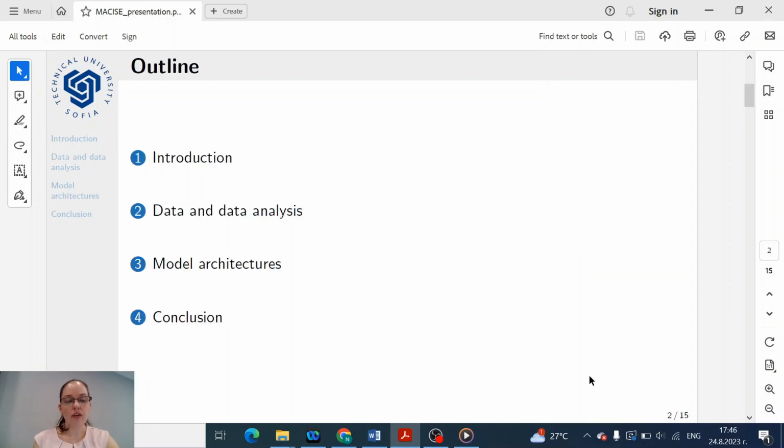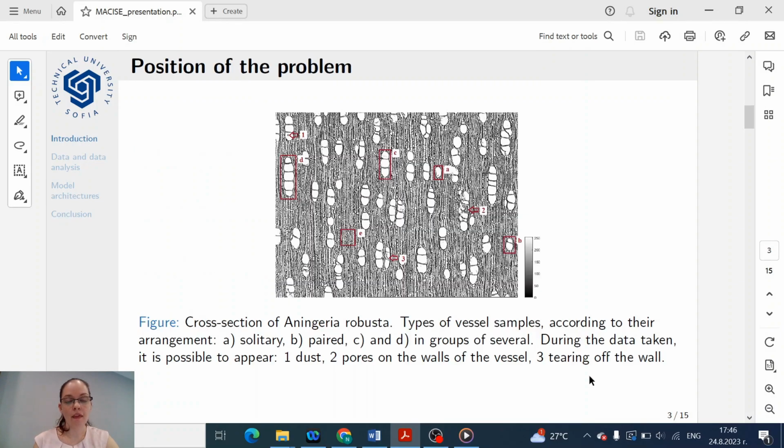Well, the outline of the current presentation: I will start with a brief introduction. After that, I will present the data and some data analysis, the model architecture, which is obviously the solution of the segmentation problem, and a brief conclusion.